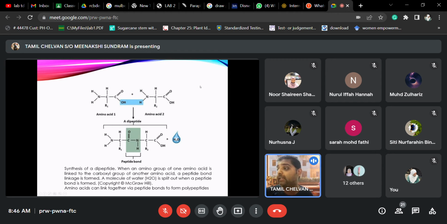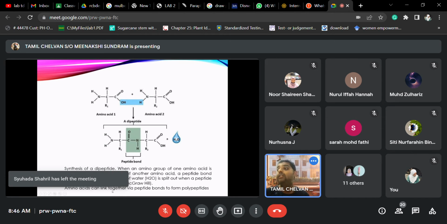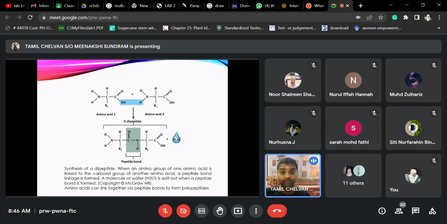Synthesis of a dipeptide: when an amino group of one amino acid is linked to the carboxyl group of another amino acid, this is the amino group of one amino acid linked to the carboxyl group of another amino acid, then a peptide bond is formed. A molecule of water is split out when a peptide bond is formed. The formation creates water as a byproduct. So this is a dipeptide. It bonds here. Amino acids can link together via peptide bonds to form a polypeptide.